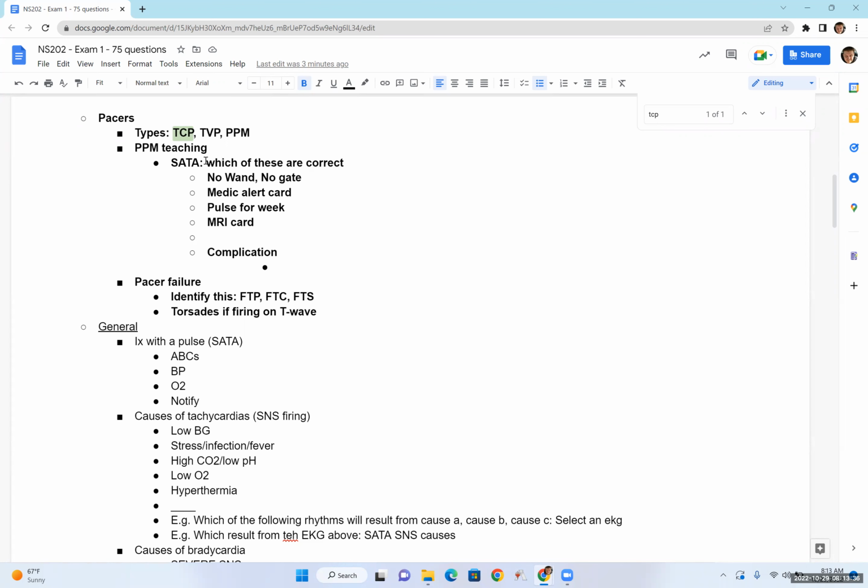And then complications that can happen. Why is their heart rate 40? What happened? Right? Identify, is it an FTP, an FTC, or an FTS? Is a failure to what? Pace, right? What does a failure to pace look like? There's no pacer spikes, right? Failure to pace is not pacing, right? And when something's pacing, there's pacer spikes on the EKG strip, right? So that's almost the easiest one, right? The patient has a pacemaker and I have a strip and there's no pacer spikes. That's a problem, right? That's failure to pace, right? So that's the easiest one.